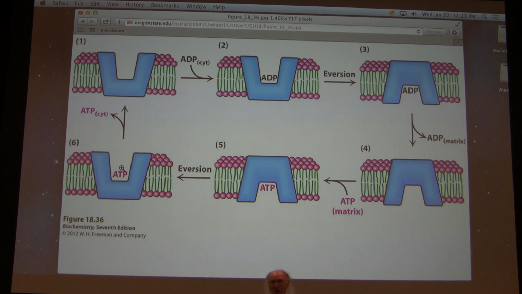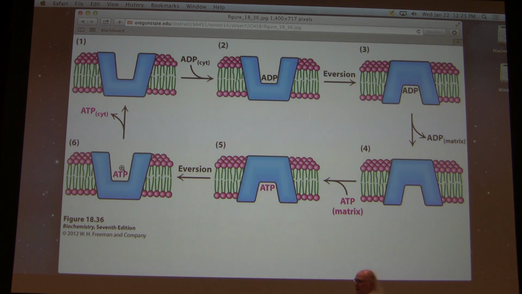Now, tight coupling really makes very good sense. When you hear about respiratory control, I want you to immediately think tight coupling. And tight coupling means intact mitochondrial inner membrane. They're all the same thing. They all require the same thing. Okay?